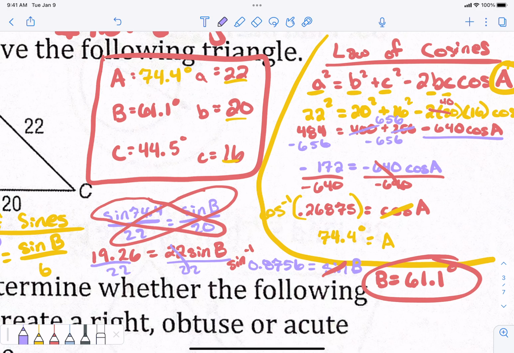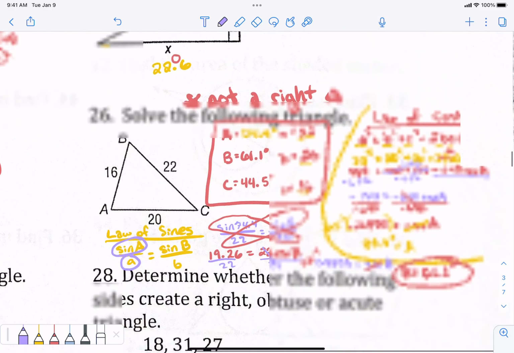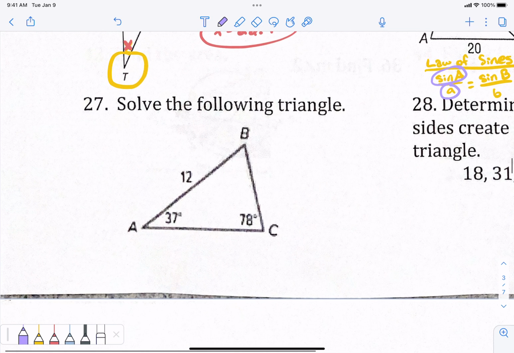All right. Okay, 27 is another doozy. If you need to go back, like, that's a lot of work for one problem. Holy cow. Man, oh man. All right, so pause if you need to. 27, solve the following triangle. Here we go.